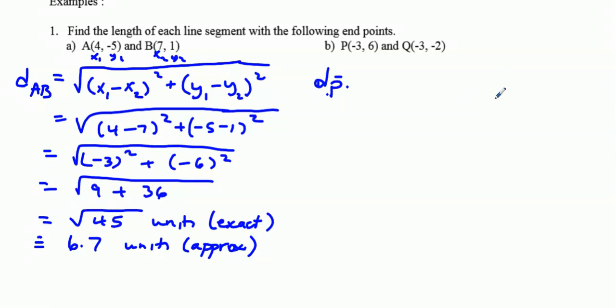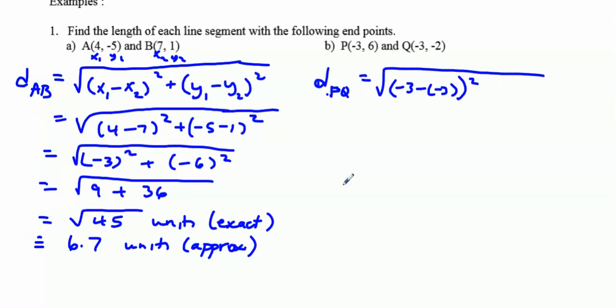So D of PQ is equal to the square root. I won't put the formula in this time. Minus 3 minus minus 3, tricky. That's a 3. And then plus 6 minus minus 2. So really be careful with those integers, please.